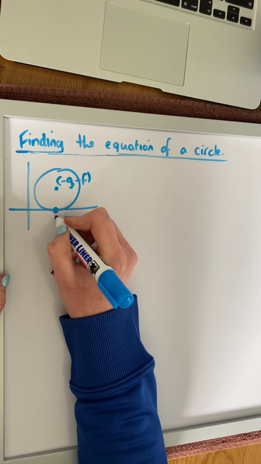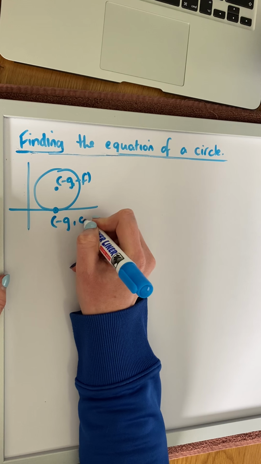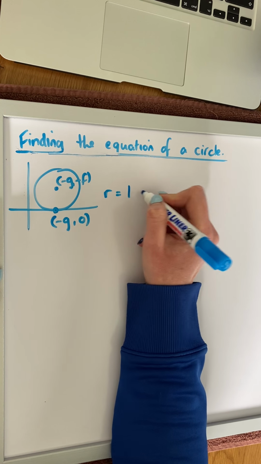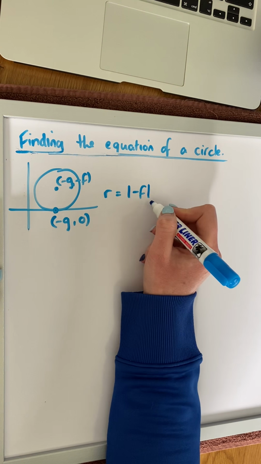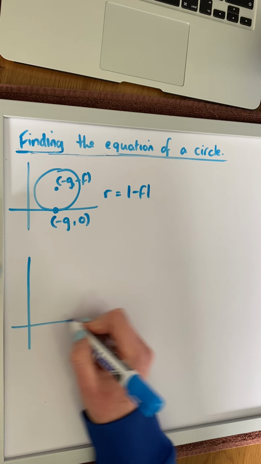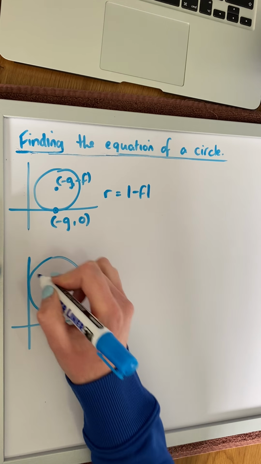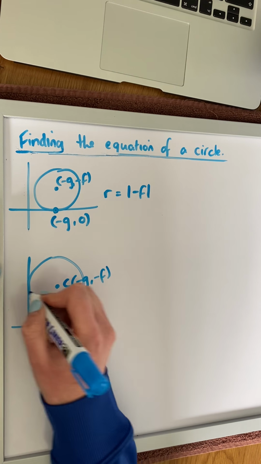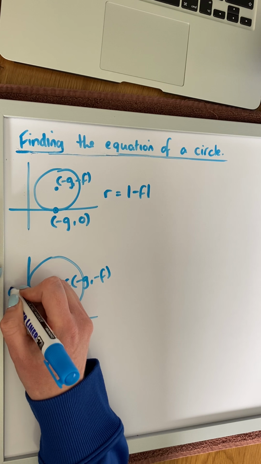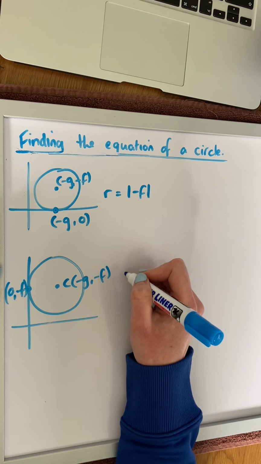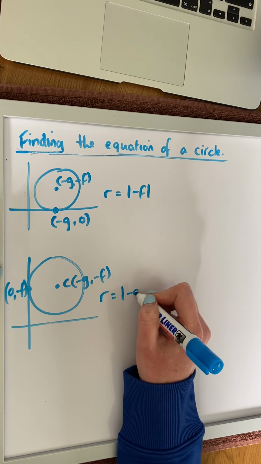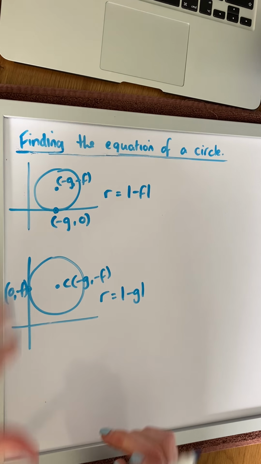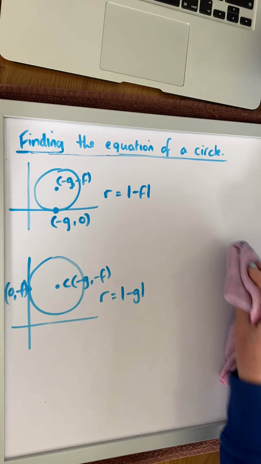This point of contact here will be the point (-g, 0), meaning that the radius is going to equal the absolute value of -f in this case. And where we have a circle whose tangent is the y-axis, center point (-g, -f), point of contact is (0, -f). Therefore, the radius is equal to the absolute value of -g. Again, two scenarios to look out for in terms of answering questions.